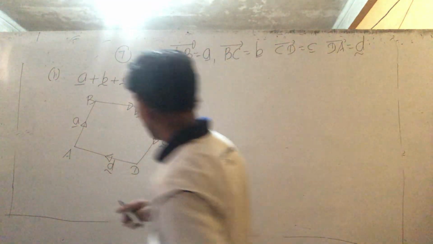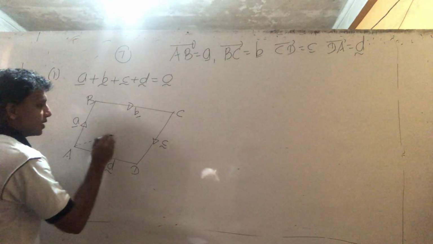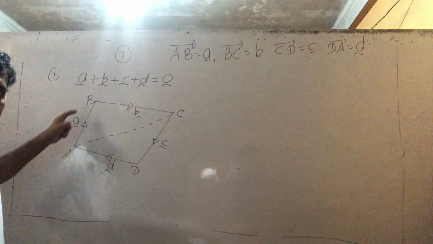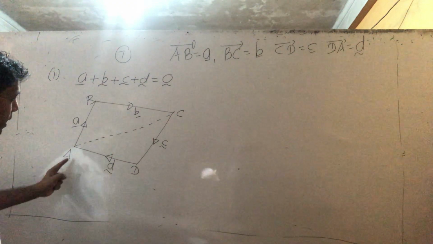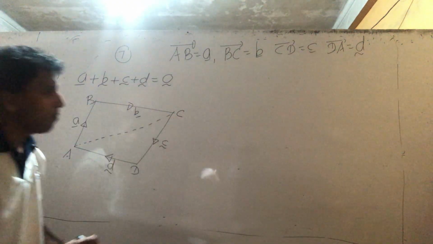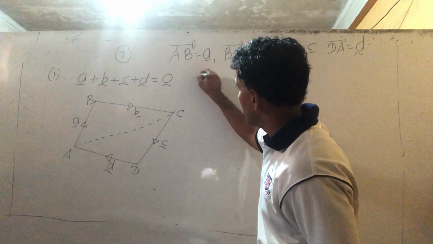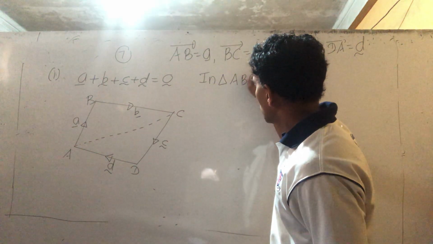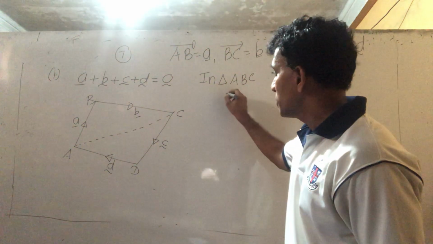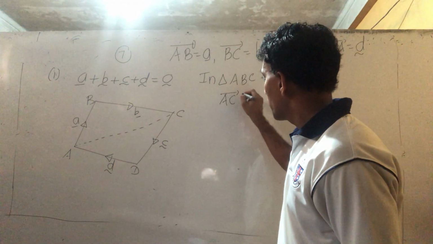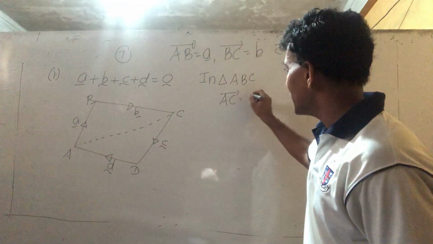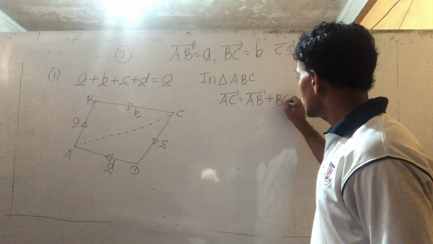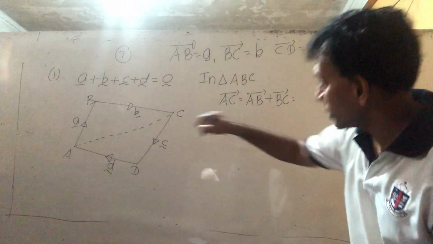So what is the idea? If I join this, let's take the triangle ABC. In triangle ABC, AB plus BC equals AC. So AC equals AB plus BC, that is A plus B.